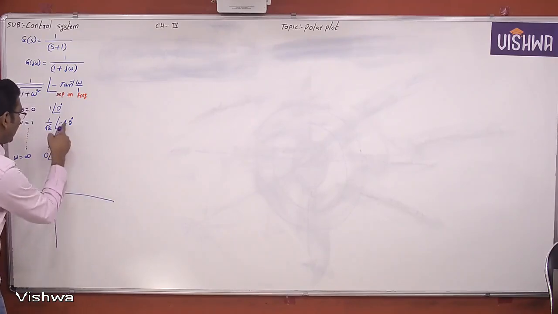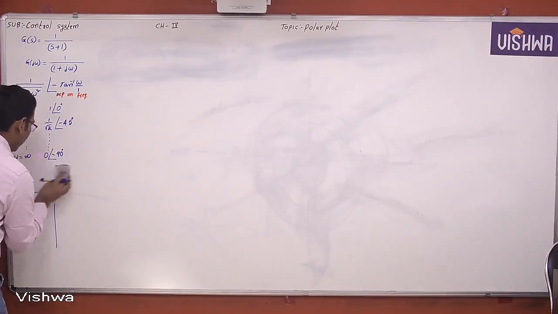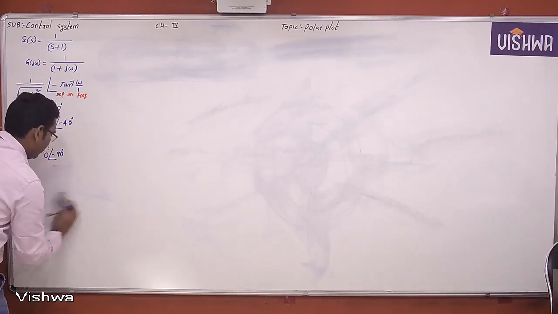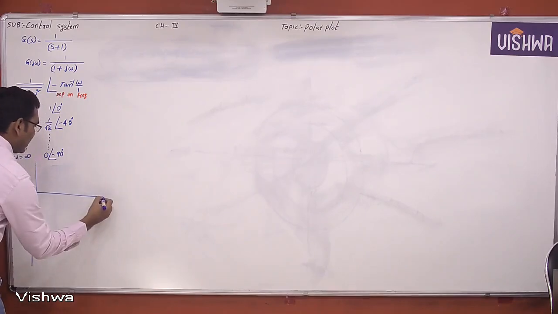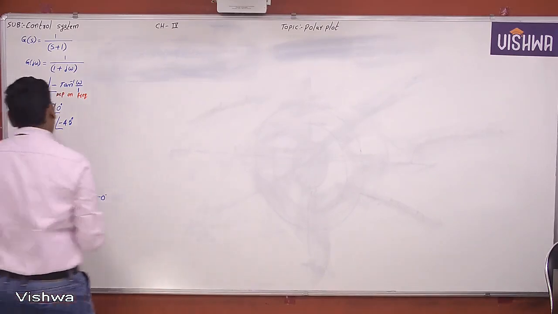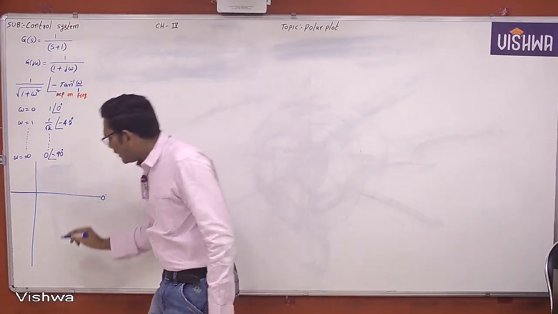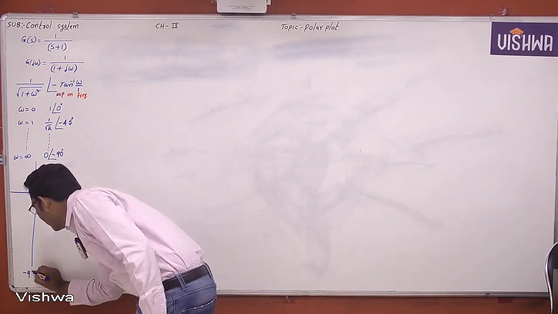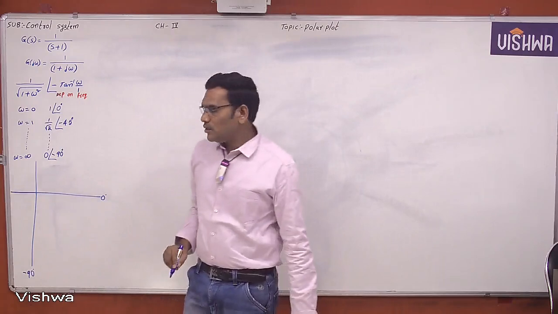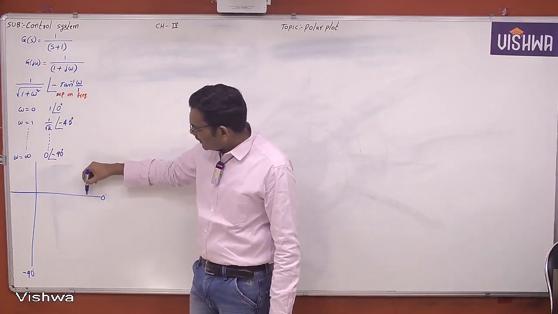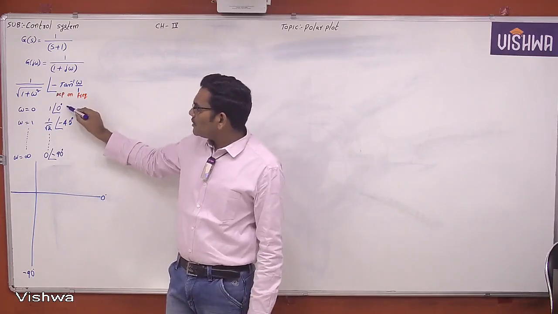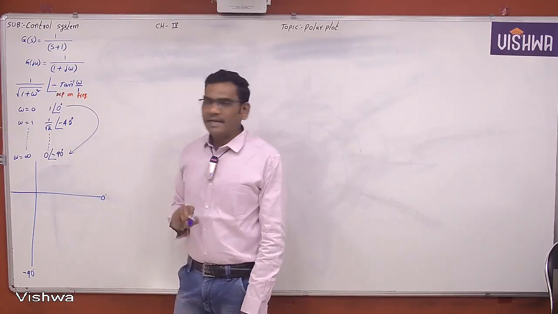What is the starting angle? Starting angle is 0 degrees. Now, what is the ending angle? Ending angle is minus 90 degrees. If the phase angle were independent of frequency, you may write like this. So you should start at 0 degrees and go to minus 90 degrees.